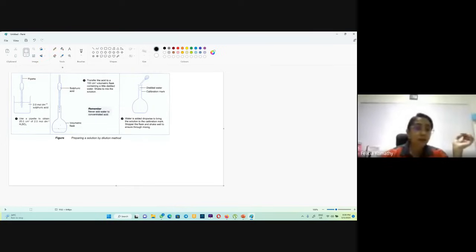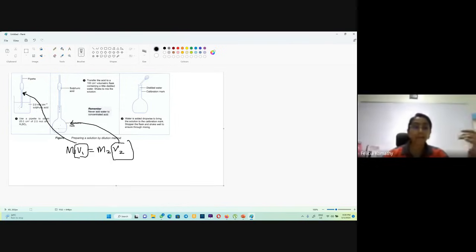Okay, what you have to be careful here is M1V1 equals M2V2, right? So when you write, make sure your V1 must follow the volume of the pipette. Your pipette must follow the V1. Your V2 must be your volumetric flask volume. So when you write your procedure, please be careful with this. So for dilution method, it's very easy. You just pipette the solution, using the respective volume of the pipette, into the volumetric flask. And once you transfer, add the distilled water up to the calibration mark. Only 3 steps needed.